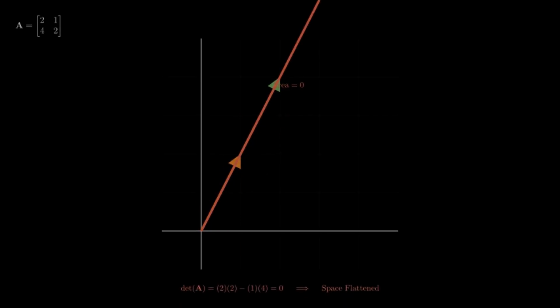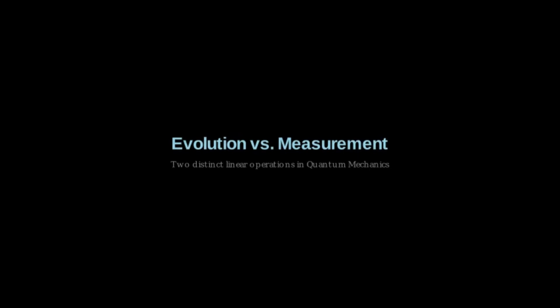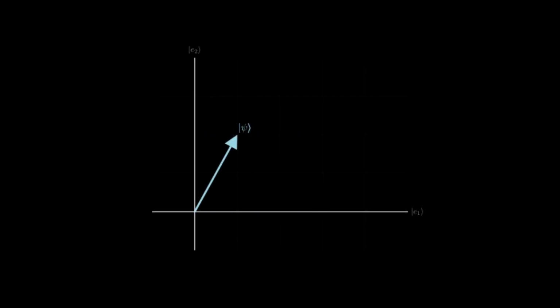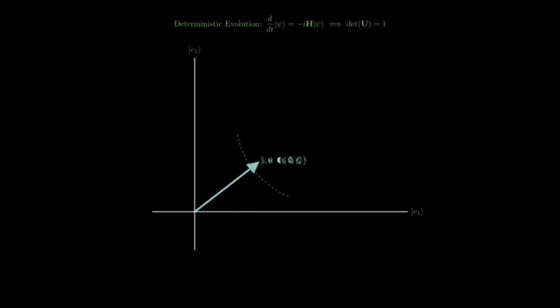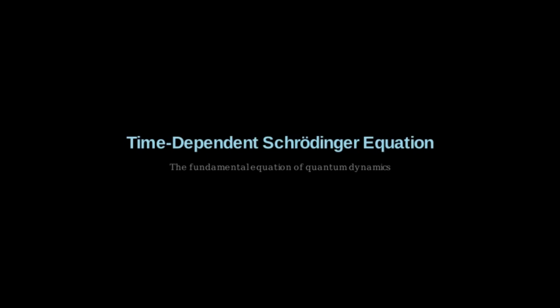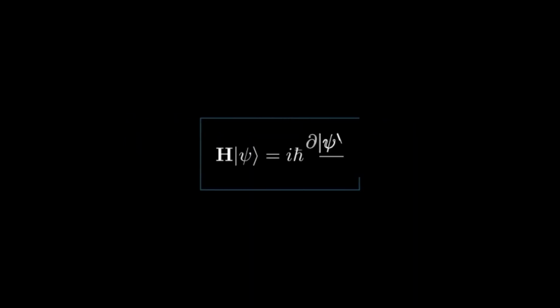Evolution versus measurement. Every transformation in quantum mechanics falls into one of two categories, depending on whether we are observing the system or letting it run undisturbed. Crucially, both of these processes are linear transformations, but they alter our space in completely different ways. 1. Unobserved system. Unitary time evolution. When a quantum system is left entirely alone and unobserved, it undergoes smooth, continuous change over time. This unobserved evolution is governed directly by the time-dependent Schrödinger equation. H psi equals i h-bar partial psi by partial t.